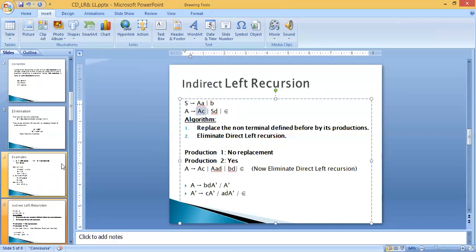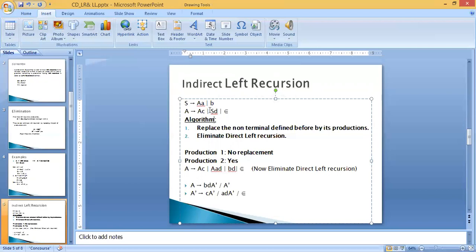Whatever examples you have seen in the previous slides are direct left recursion. But here we have a mix of both direct as well as indirect. This is a direct left recursion, whereas this is an indirect left recursion. How? Because if you replace this first letter S by the preceding rules over here, you get AAD.